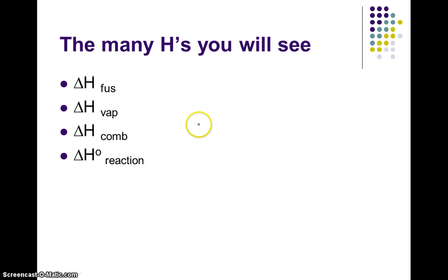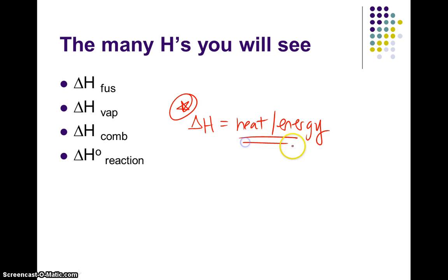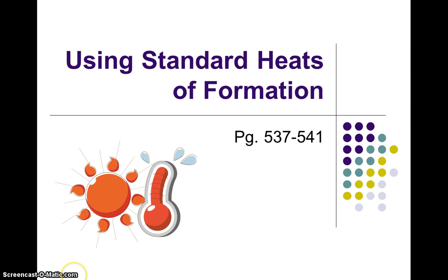But when it comes down to it at the end of the day, delta H is just another way for us to represent the flow of heat or energy in chemistry. And so that's what you want to primarily focus on. Now, do we want to know the differences between all these different delta H's? Absolutely. But the number one thing you want to keep in mind is it's just another way for us to track where the energy is going based on a heat change. So what we're going to focus on now is how we actually get these numbers for a chemical reaction. We call this using standard heats of formation, and this covers pages 537 to 541 in your textbook.